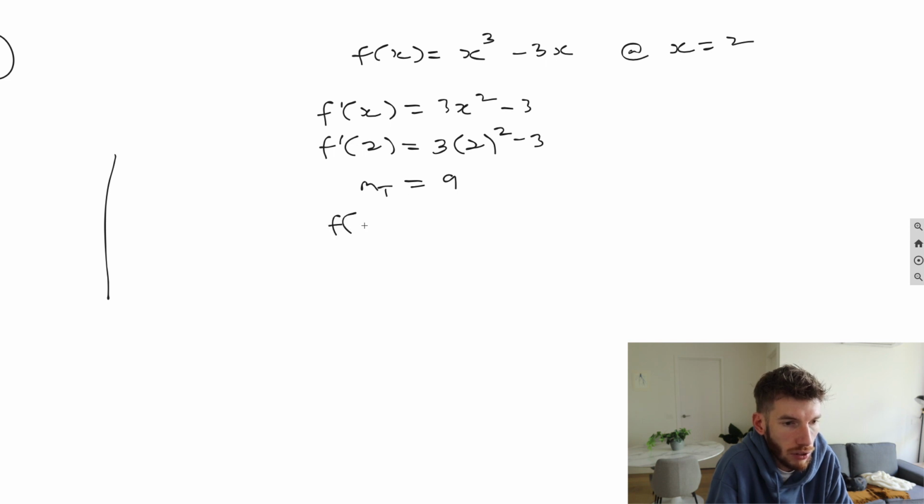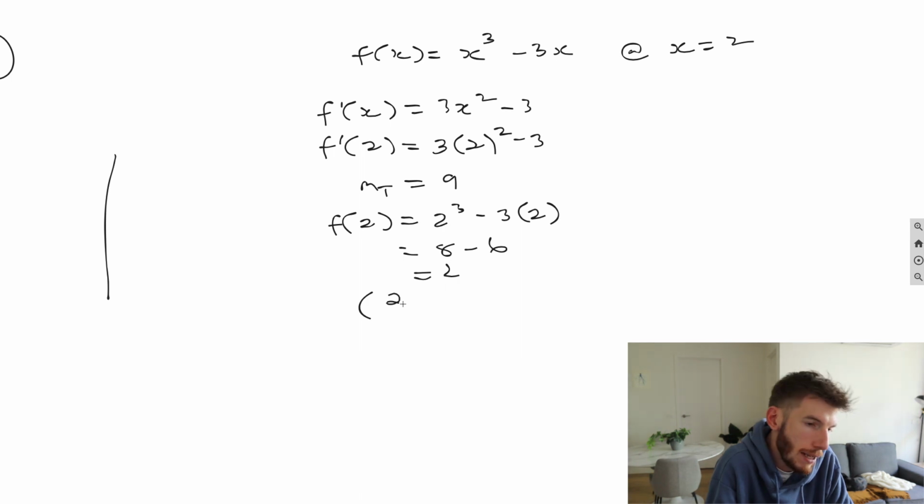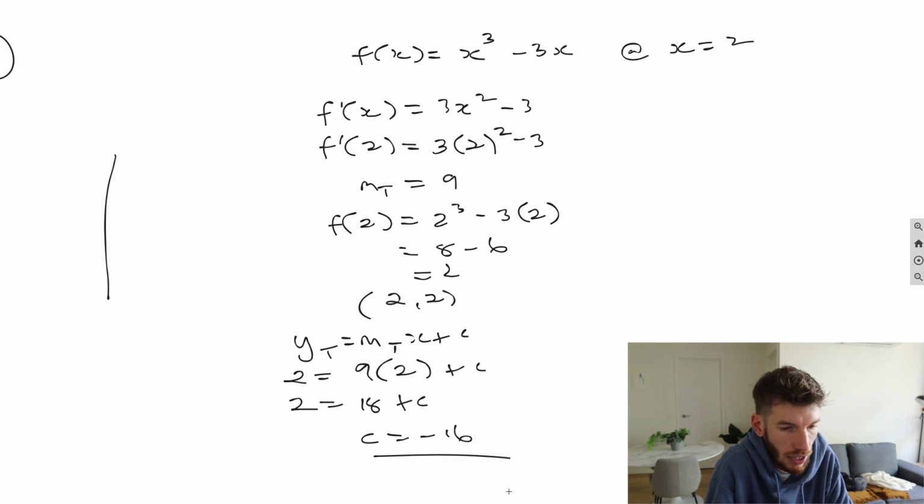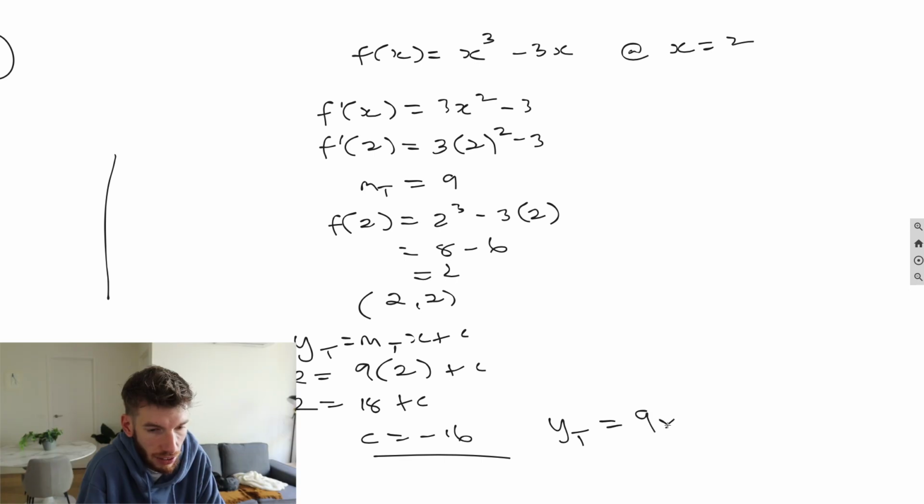Then we need to get the y value. So f of 2. 2 cubed, take away 3 times 2. And this will give us 8, take away 6, which is 2. So we're talking about the coordinate 2 and 2. And then we can plug in y tangent is equal to m tangent x plus c. So we can plug in 2 for the y value. The gradient was 9. X value is 2 plus c. So 2 is equal to 18 plus c. So c is equal to -16. And so therefore the y tangent equation would be 9x take away 16.